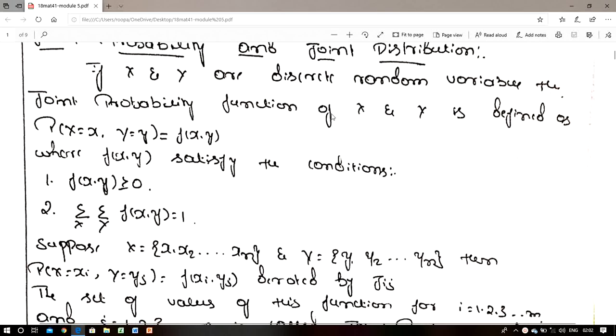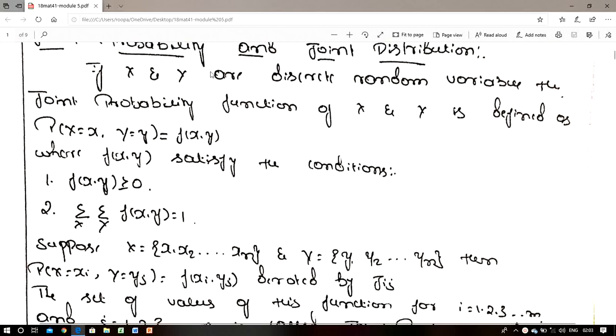If X and Y are discrete random variables, the joint probability function of X and Y is defined as P of X equal to x, Y equal to small y is equal to f of x comma y, where f of x comma y satisfies the conditions f of x comma y is greater than or equal to 0, and the summation over x, summation over y of f of x comma y is equal to 1.